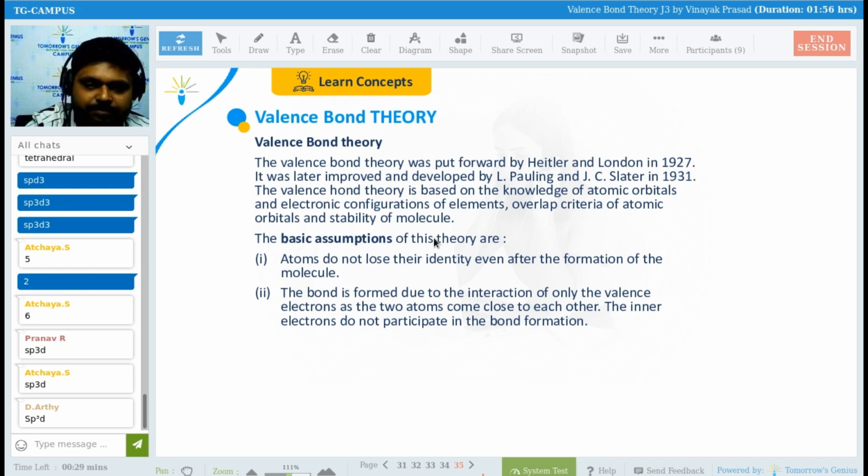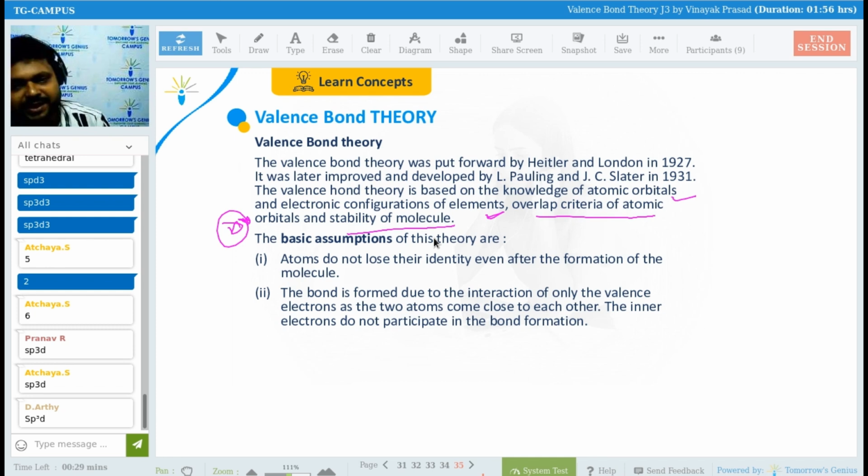So now see here, valence bond theory. So actually the valence bond theory is based on the knowledge of atomic orbitals and electronic configuration of elements, right? And overlap criteria of atomic orbitals and stability of molecules, right? Getting my point, everyone? Is it clear to you? Now, what are the basic assumptions of this valence bond theory that we are going to see? The atoms do not lose their identity even after the formation of the molecule, right?